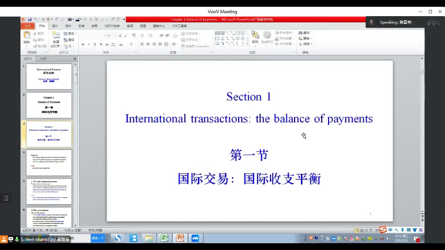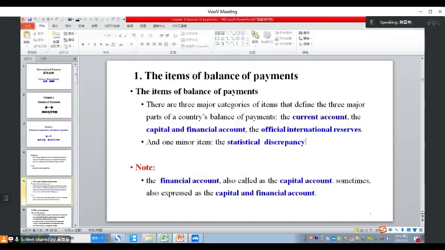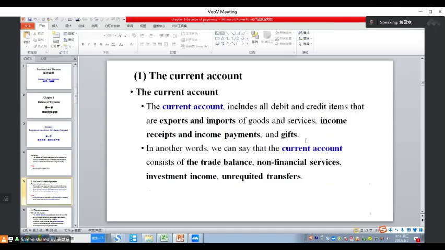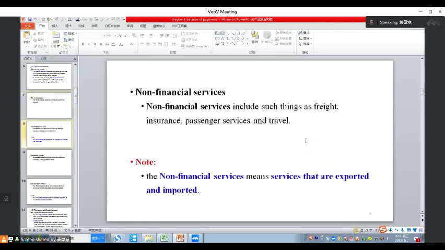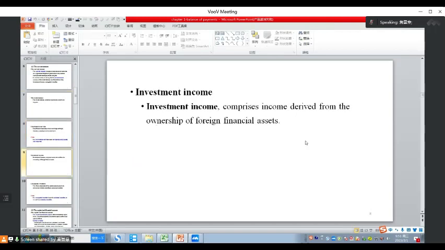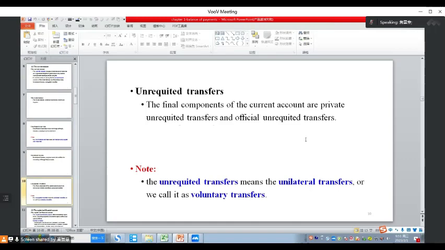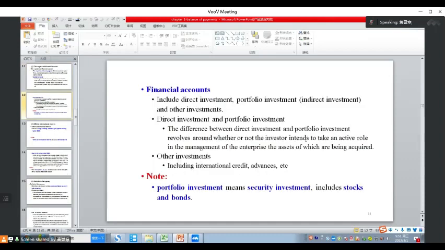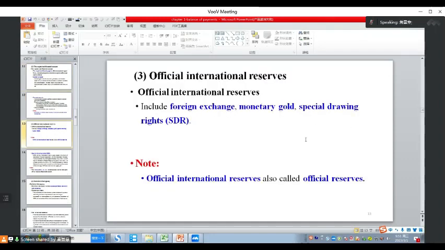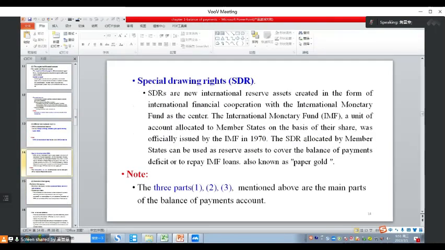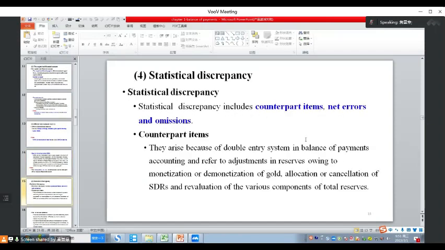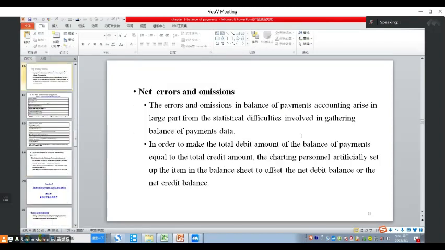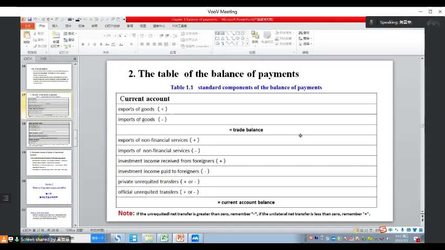Last time we introduced Section 1, International Transactions: the balance of payments, its definition, and the items of balance of payments: current account, non-financial services, investment income, unrequited transfers, the capital and financial account, official international reserves, special drawing rights, statistical discrepancy, and the table of balance of payments.